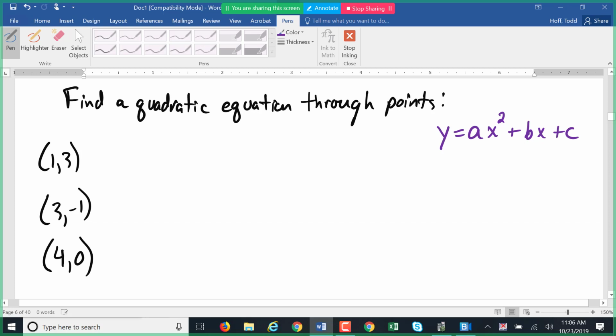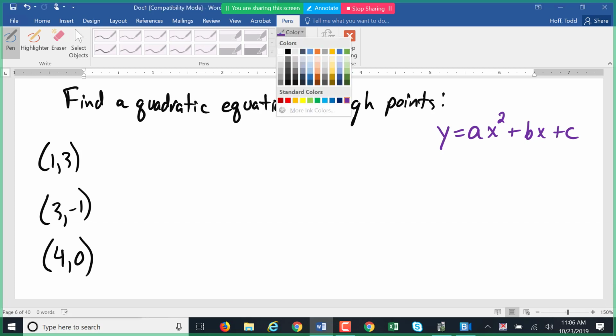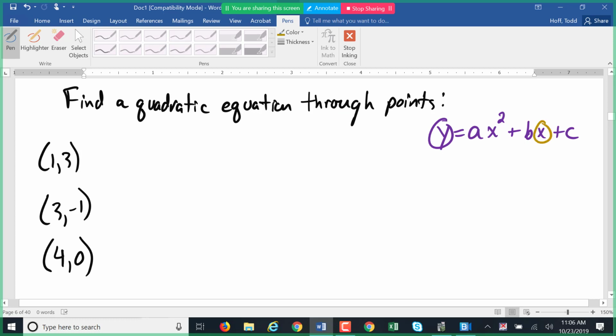We're used to having a system of equations where it's x, y, and z that we're looking for. In this case, we're going to have values for x and y. What we're going to be looking for is values for a, b, and c. So for our first equation, for a first point, I should say, we know that x is 1 when y is 3. So y is 3 equals a times 1 squared plus b times 1 plus c.